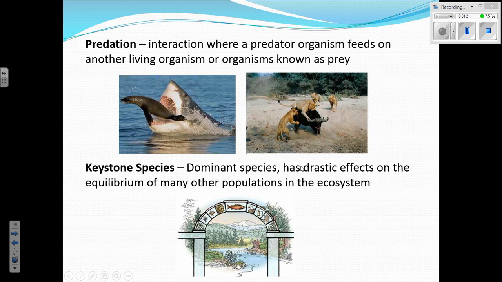This is a really good visual of how to think of a keystone species. This is the arch, ecosystem in the shape of an arch. And this center stone looks like a salmon, this fish on the center stone. If you were to take out that center stone, the rest of the arch would collapse. So if you remove the salmon from the ecosystem, the rest of these organisms would probably be either eliminated from the ecosystem or they'd be drastically affected.